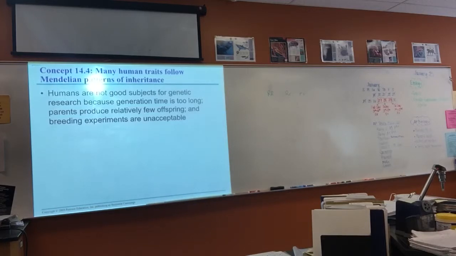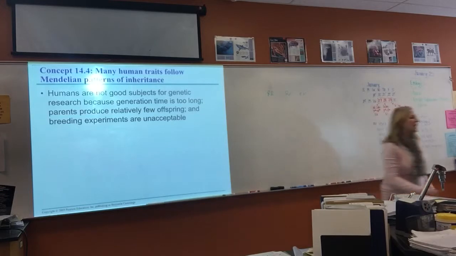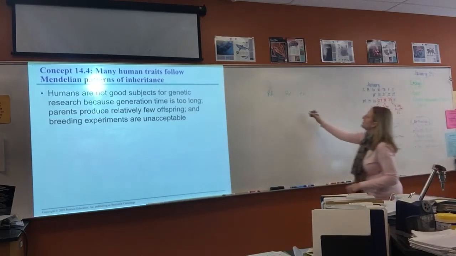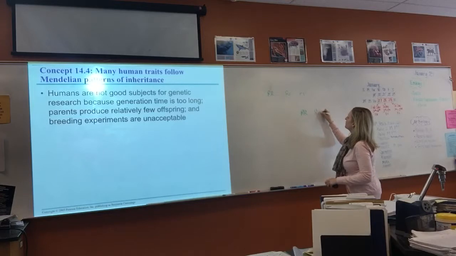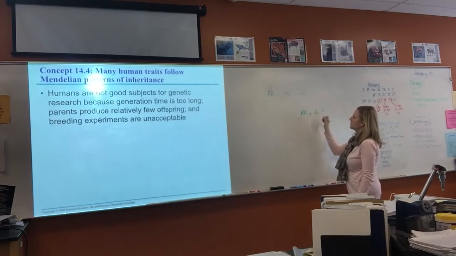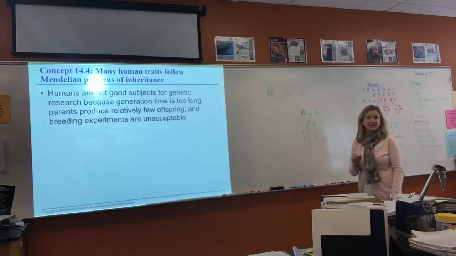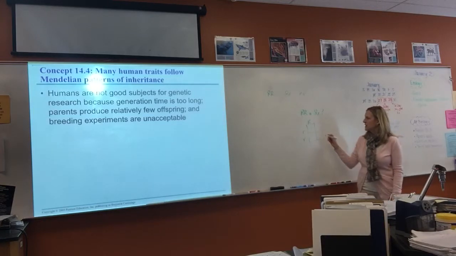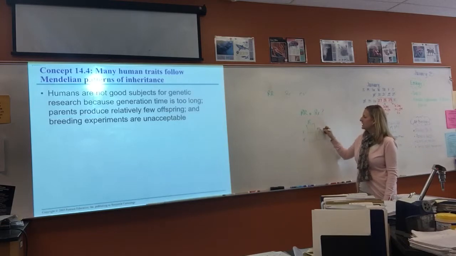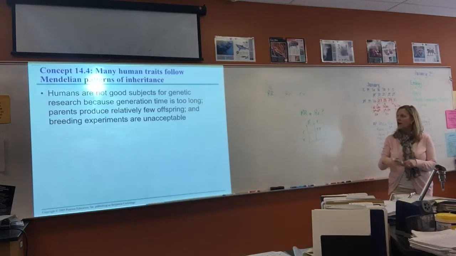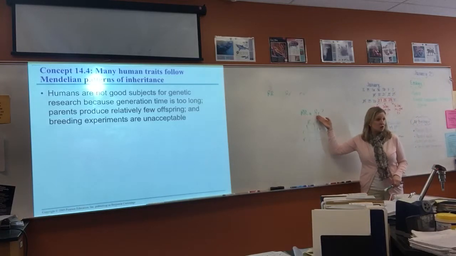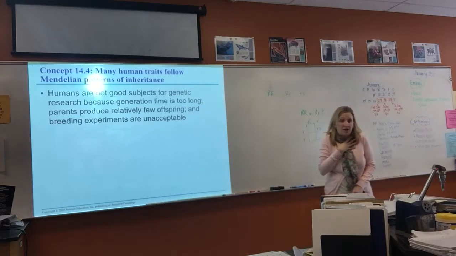And then, as that last sentence says, breeding experiments are unacceptable. So if you remember, I talked about test crosses. If you have an individual that's big R, big R or big R, little r, but you can't tell by looking at them, you want to know which one they are. Remember that you do a test cross, which is crossing it with a homozygous recessive. Then if they get any little r kids, that can tell you that the parent is big R, little r.